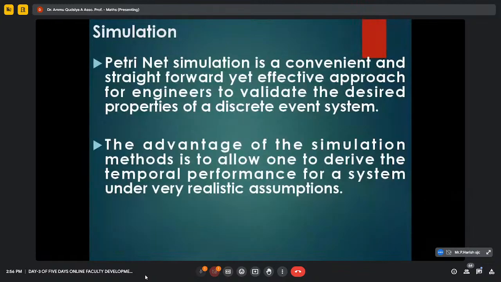So simulation, we are talking about this Petri net simulation, which is a convenient and straightforward yet effective approach for engineers to validate the desired properties of a discrete event system. And there are some advantages. It allows one to derive the temporal performance for a system under very realistic assumptions. That is, using this Petri net simulation, you can change your parameters then and there and check the outcome. That is the temporal performance for a system.